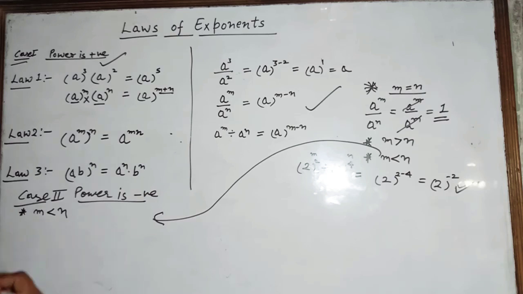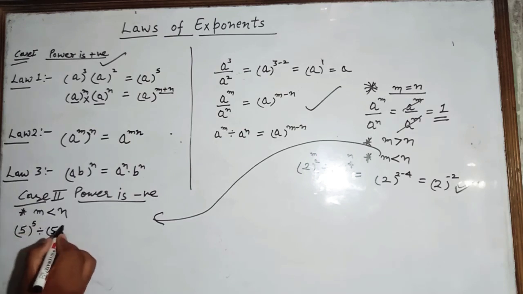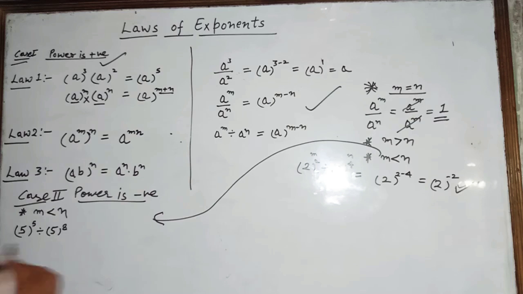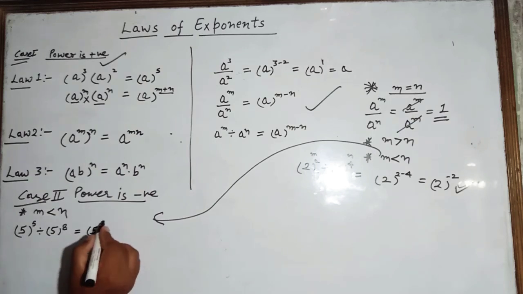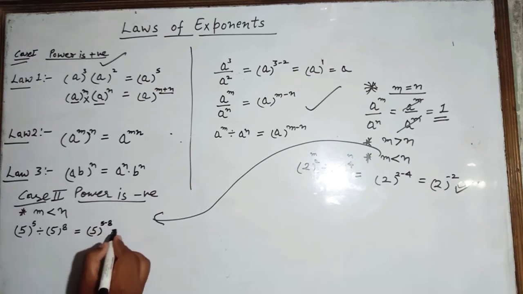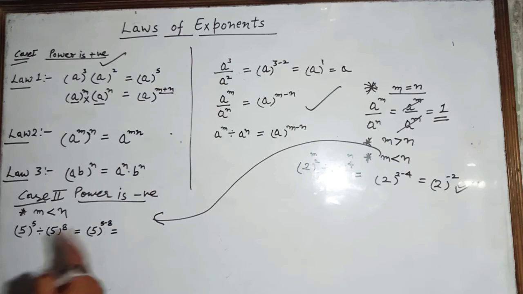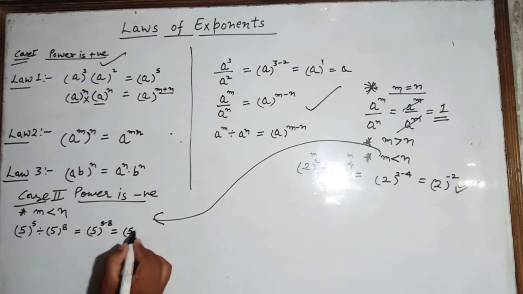So if n is greater than m, suppose I take an example, say 5 to the power 5 divided by 5 to the power 8. Here you can see n is greater, this is m, this is n. So n is greater, so what will be our result? The base will be the same as it is, and the power we will subtract. So 5 minus 8 we will do. So you know that the greater number has the negative power. So 5 minus 8, it will be minus 3.